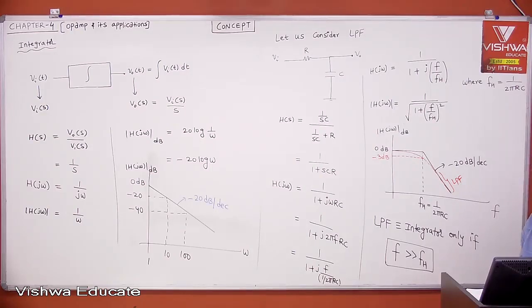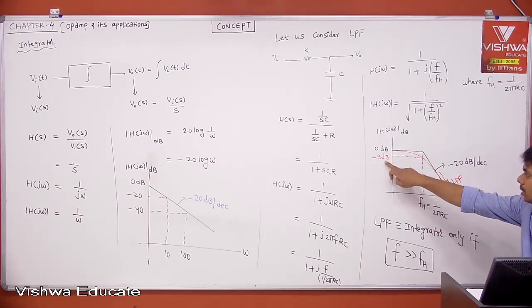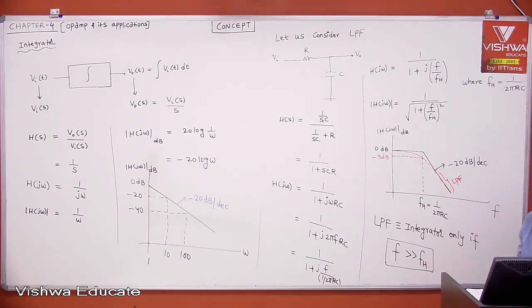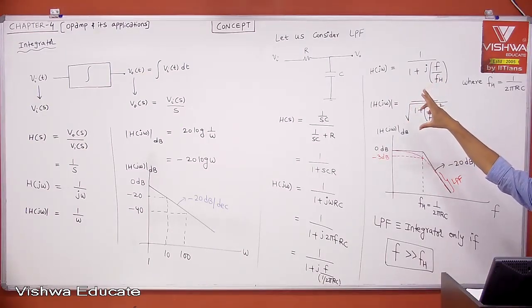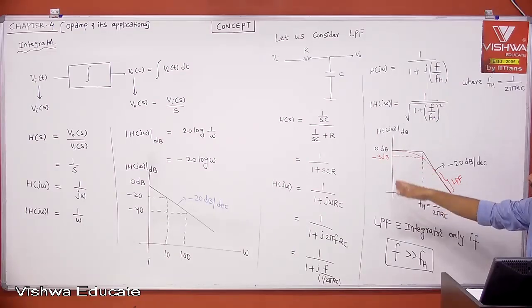If you speak with respect to the voltage domain, minus 3 dB is 1 by root 2, which is nothing but 0.707. Let us say I am giving a 1 volt peak to peak sine wave and getting 1 volt peak to peak sine wave at very low frequency. That is passing as it is, because this is a passive low pass filter, not an active low pass filter.